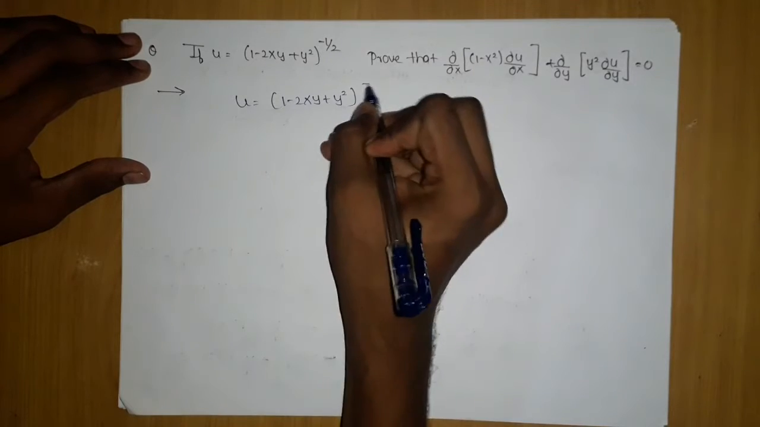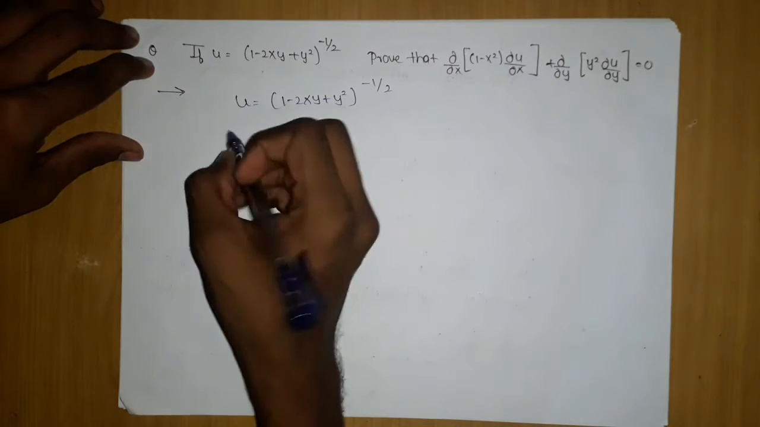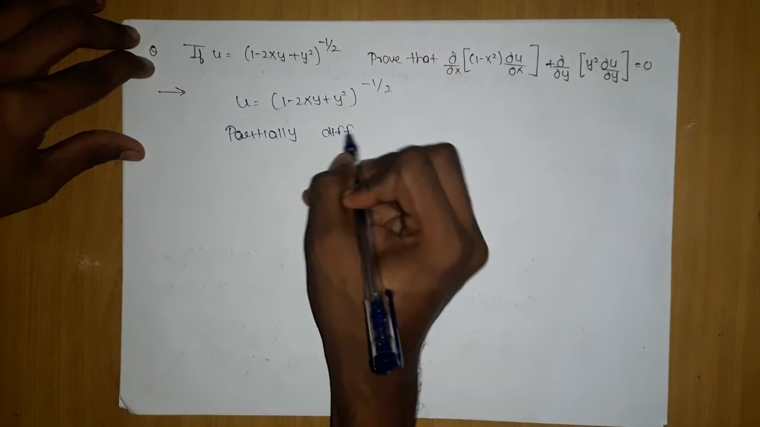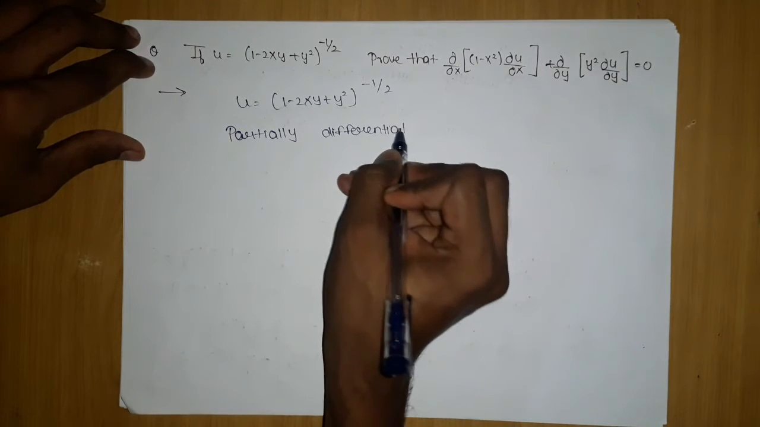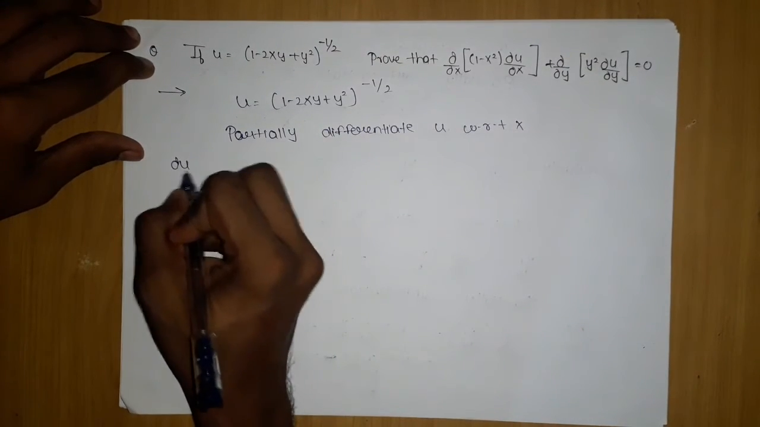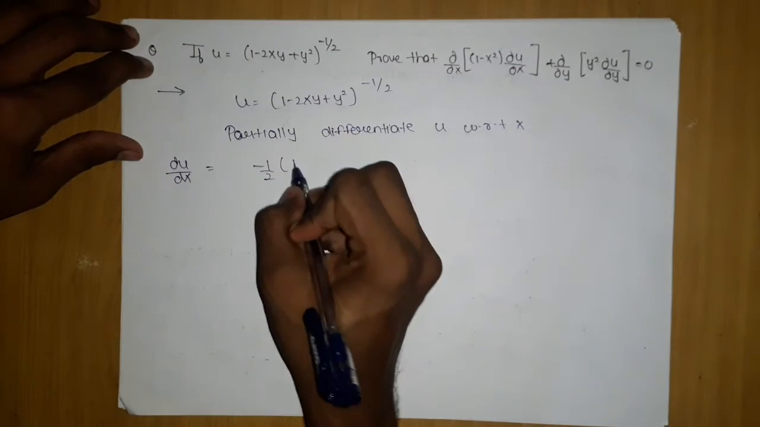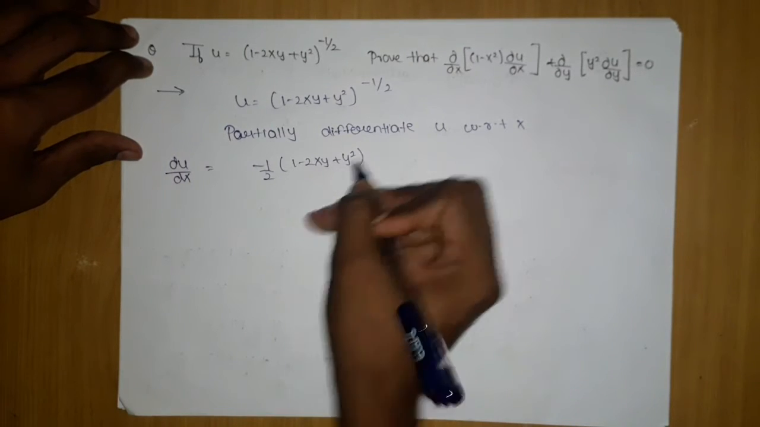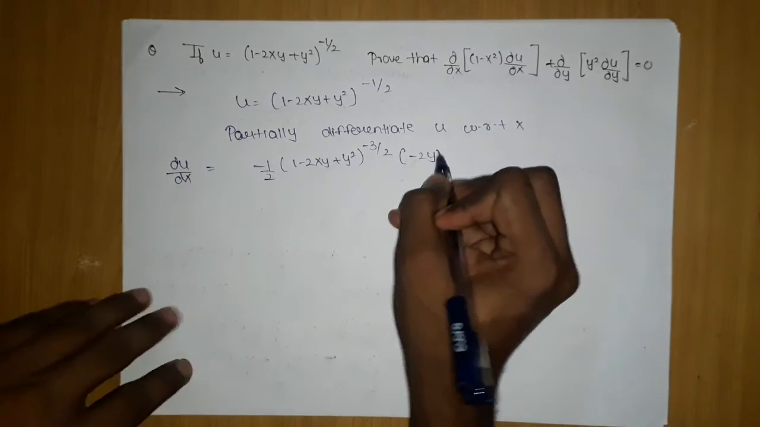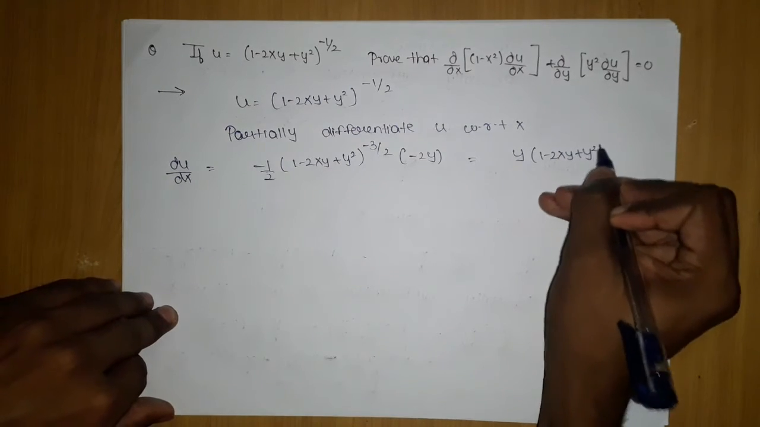Whenever this type of question appears, there will be one thing which you should always know, but first we want to find this thing. So partially differentiate u with respect to x. What you are going to get? ∂u/∂x will be nothing but −1/2 (1 − 2xy + y²)^(−3/2), and differentiating with respect to x, you will be left with −2y. If you simplify, your answer will be y (1 − 2xy + y²)^(−3/2).